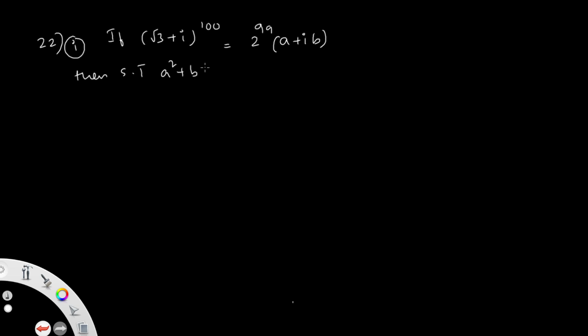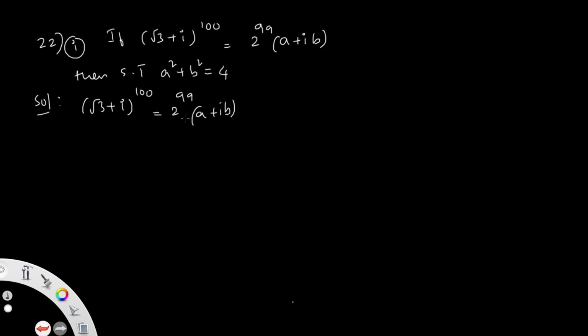Question 22, first part. If (root 3 plus i) to the power of 100 equals 2 power 99 into (a plus ib), then show that a square plus b square equals 4. Simple question. The given condition is (root 3 plus i) to the power of 100 equals 2 power 99 into (a plus ib).